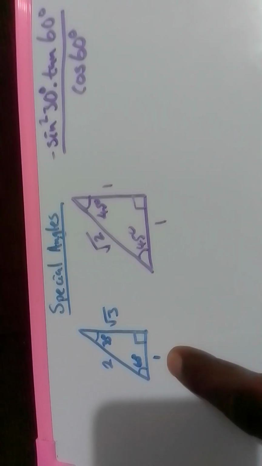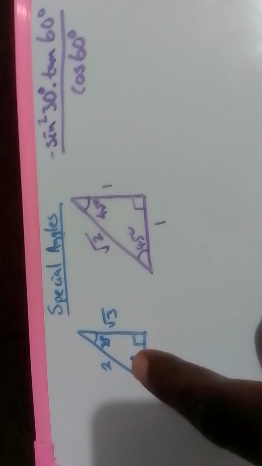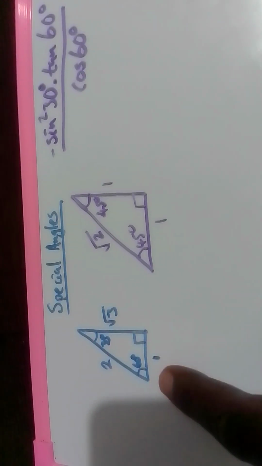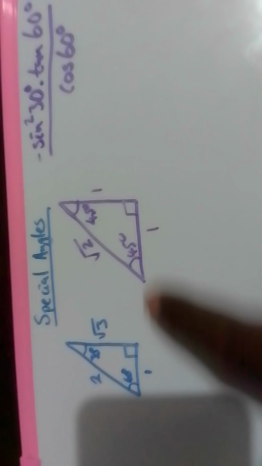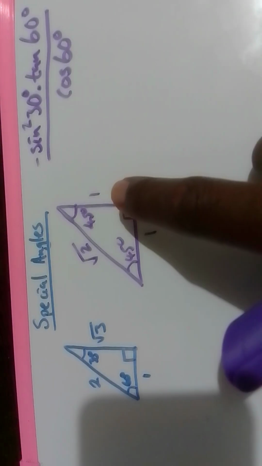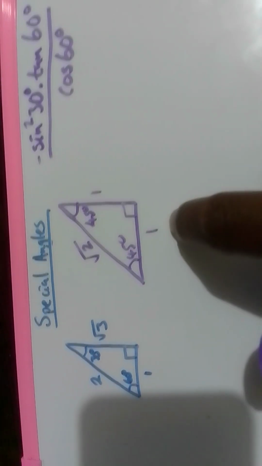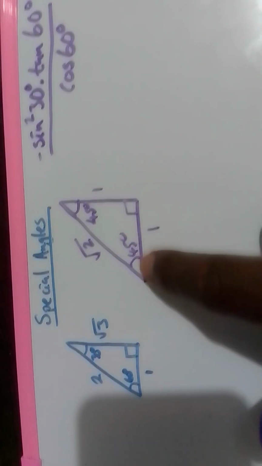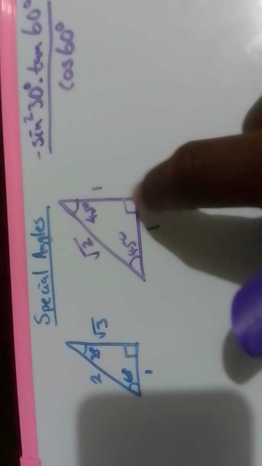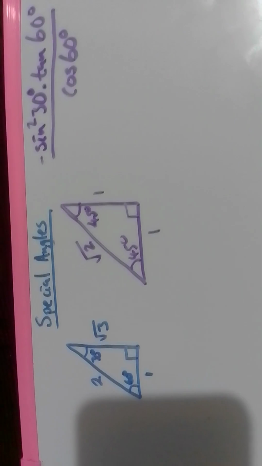The first one which I drew here is a scalene triangle, because it has three unequal angles and three unequal sides. The second one is your isosceles triangle, which has two equal sides and two equal angles. All right, so let's start with this question.